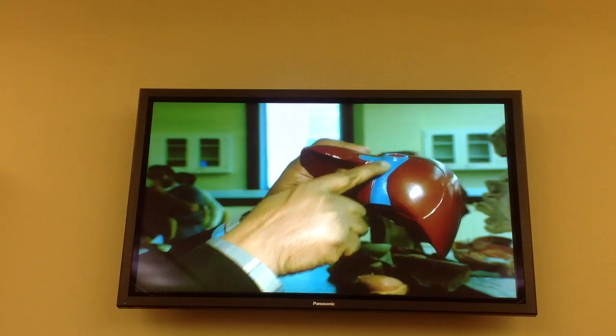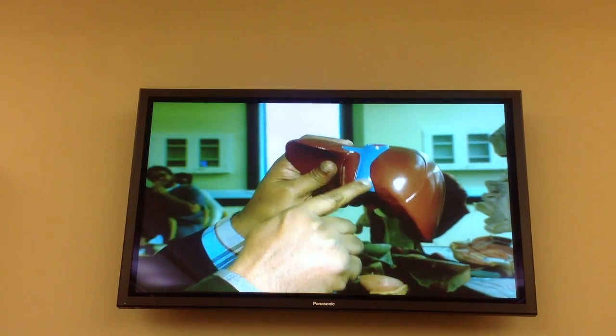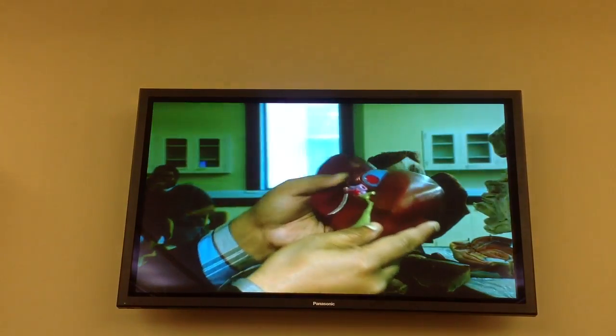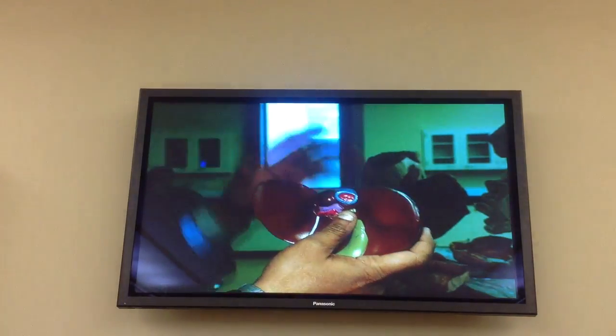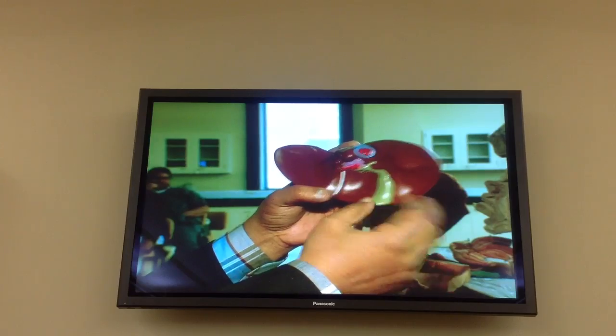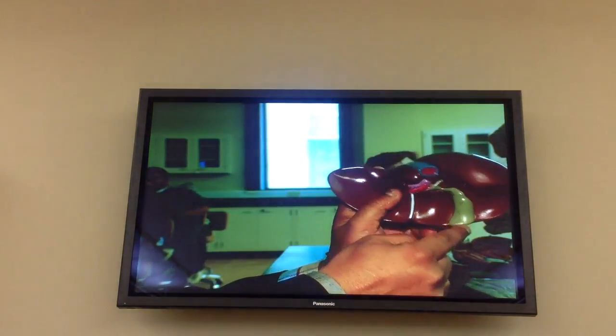This is inferior vena cava. Inferior vena cava. IVC. Correct. Okay? IVC, just write down IVC. Finish. What is this?